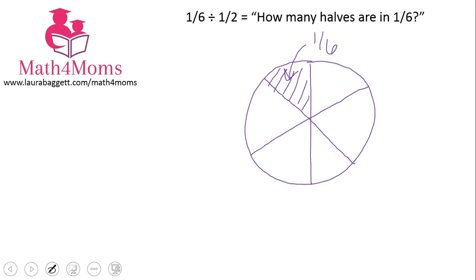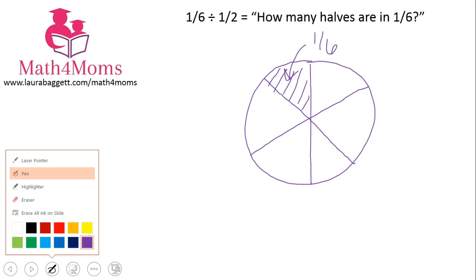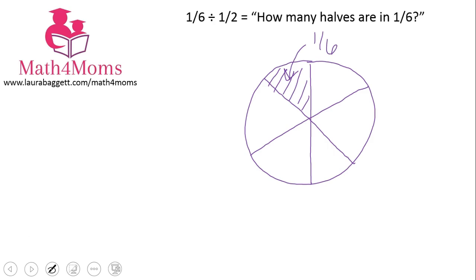Well, how many halves are in there? Well, the half is going to be all of this whole side of the pie or the pizza or whatever. So how much of that half is in 1/6?